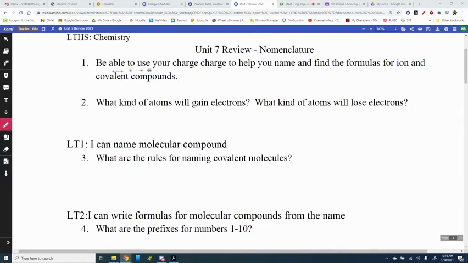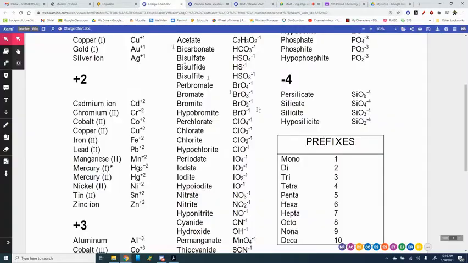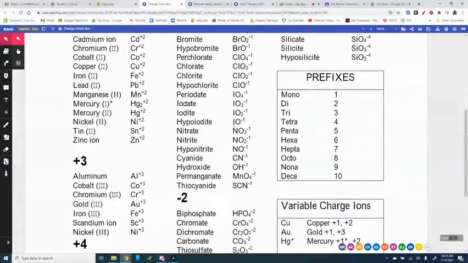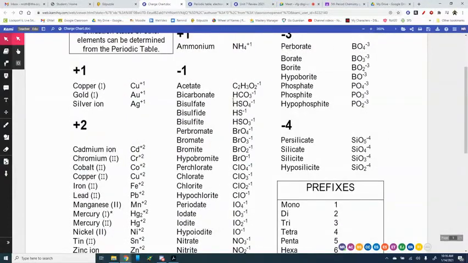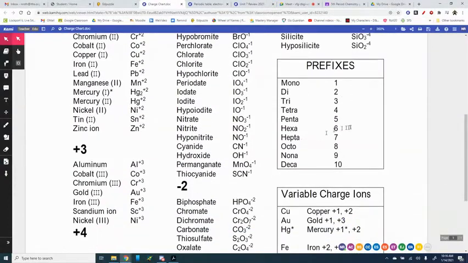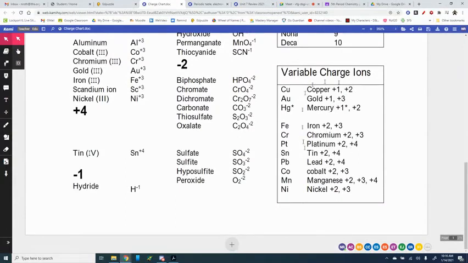All right, so be able to use your charge chart to help you find the names and formulas for ionic and covalent compounds. Okay, so the charge chart is this right here. You should be pretty familiar with this by now. It has all your polyatomic ions, the prefixes for the covalent compounds, and the variable charged ions for ionic compounds. Anytime you have a variable charge ion in a compound, you must use Roman numerals. If you do not have a variable charge ion in your compound, then you must not use Roman numerals. And we'll go over that as we go through the review.